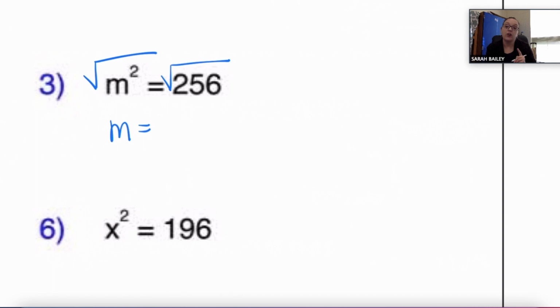But the calculator only gives you the positive square root. And when you're taking the square root of any number, you have a positive and a negative square root. So we can put that plus minus symbol there just to indicate that there are 2 roots. So the square root of 256 is positive and negative 16. So those are my 2 roots.